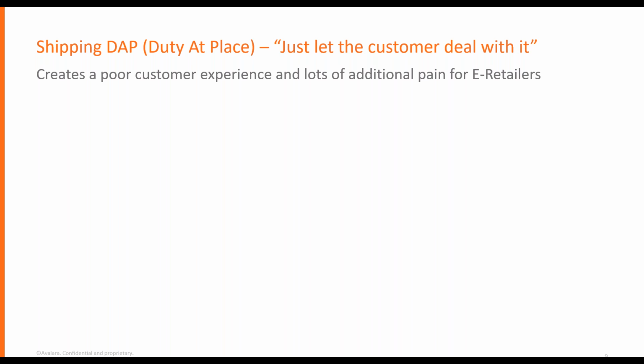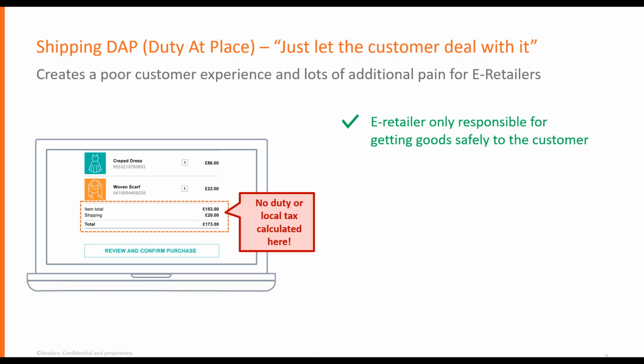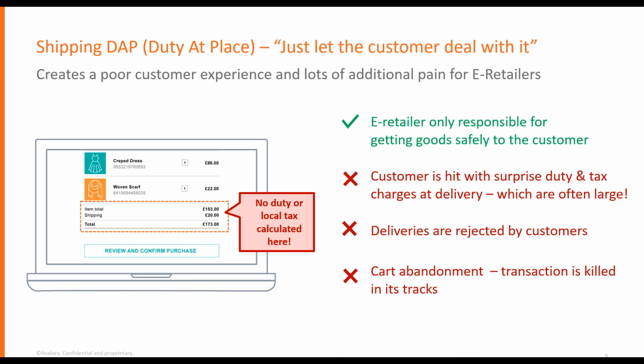Having a surprise charge is never fun, as I'm sure everybody here can attest to. But that is where shipping duty at place is, again, where you would present the price for the goods and shipping, but exclude the duties and customs. The carrier would then be responsible for collecting those duties and customs from your customer before they receive their goods. There's no non-compliance there, but it is, again, frustrating for your customers.